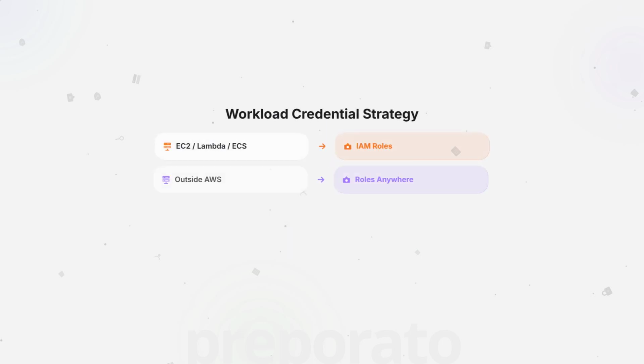For workloads, the story is similar. EC2 instances, Lambda functions, and ECS tasks should all use IAM roles. AWS delivers temporary credentials automatically. For workloads running outside of AWS, use IAM Roles Anywhere with X.509 certificates. For Kubernetes, use OIDC federation. For enterprise applications, use SAML federation.